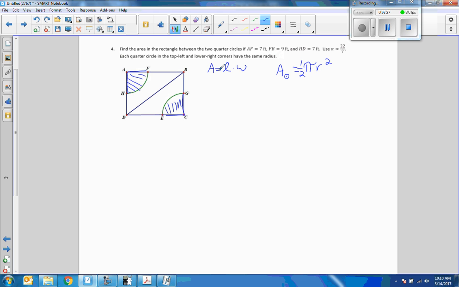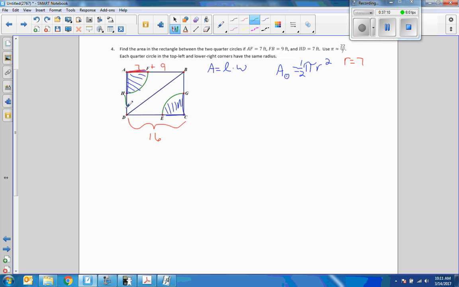What formulas are we going to use to answer this question? Write the formulas down so we can substitute the given information in and find our answer. Find the area in the rectangle between the two quarter circles if AF is 7. So AF is 7. Well, AF is my radius of my circle, so now I know R equals 7. FB is 9. FB is right here, that's 9. So this 7 plus 9 would make the total side of 16. Opposite sides of a rectangle are congruent.